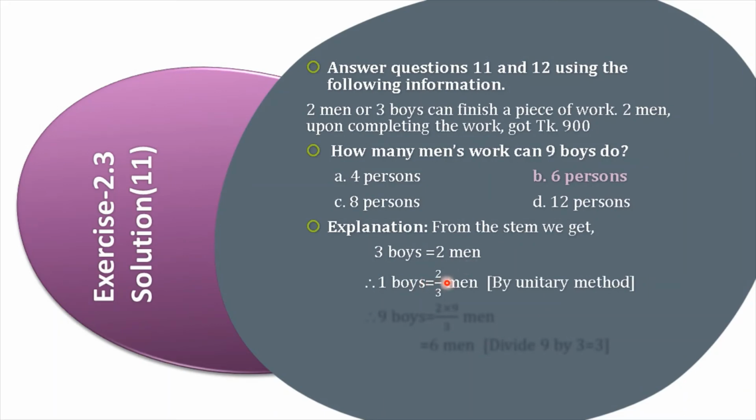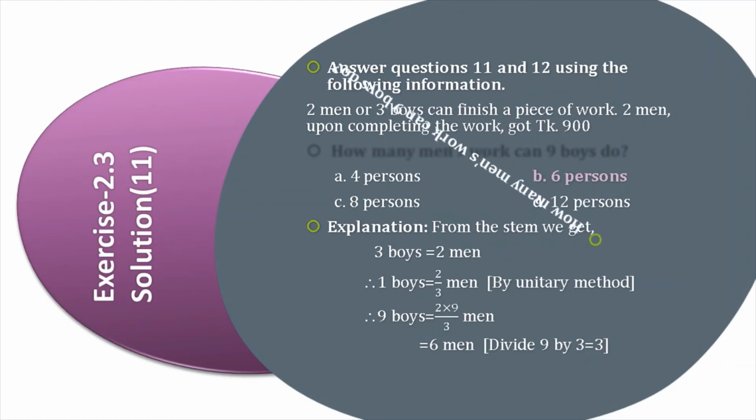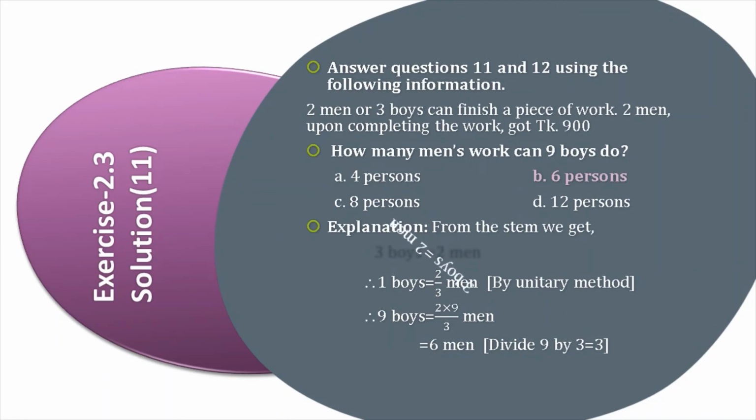So 1 boy equals, obviously it is less, so 2 divided by 3 men by the unitary method. And 9 boys equals, obviously it is more, so 2 multiplied by 9 divided by 3. If it is more we will do multiplication, and if it is less we will do division. So that is our desired answer, 6 men. Divide 9 by 3 equals 3. So my dear students, that is solution number 11. We get the answer 6 men from the unitary method we use.